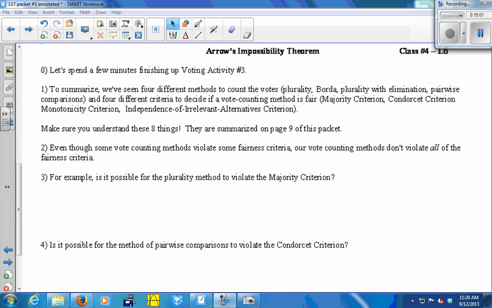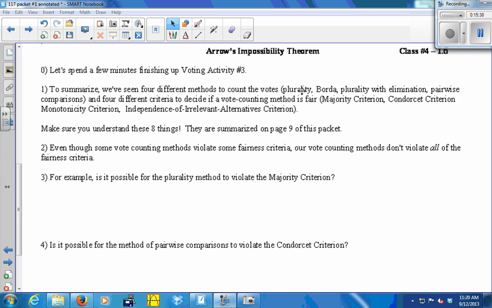Okay, so just to summarize what we've done so far, we have seen 4 different methods of vote counting. We had plurality, Borda, plurality with elimination, and pairwise comparisons. And we saw 4 different criteria to decide if a vote counting method is fair: the Majority Criterion, the Condorcet Criterion, Monotonicity Criterion, and Independence of Irrelevant Alternatives Criterion. So these are 8 pieces of information that you need to be familiar with. Yes, question? Yes, IIA is the dropout one. Yep.